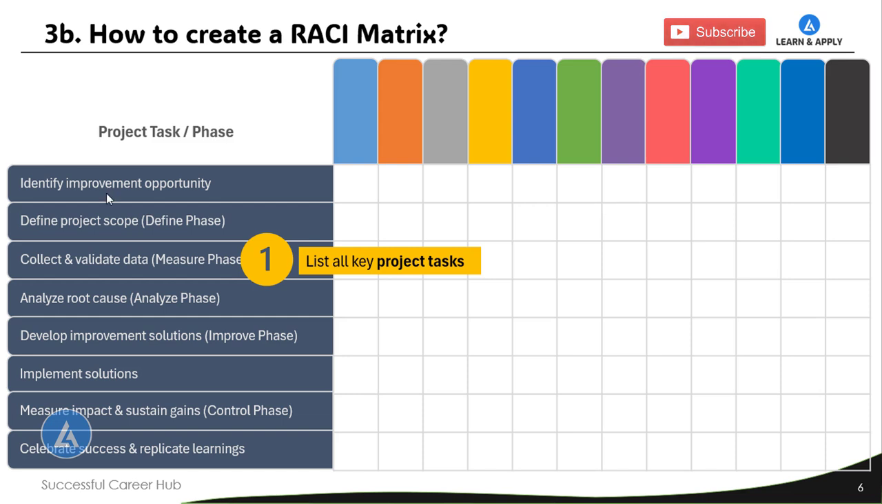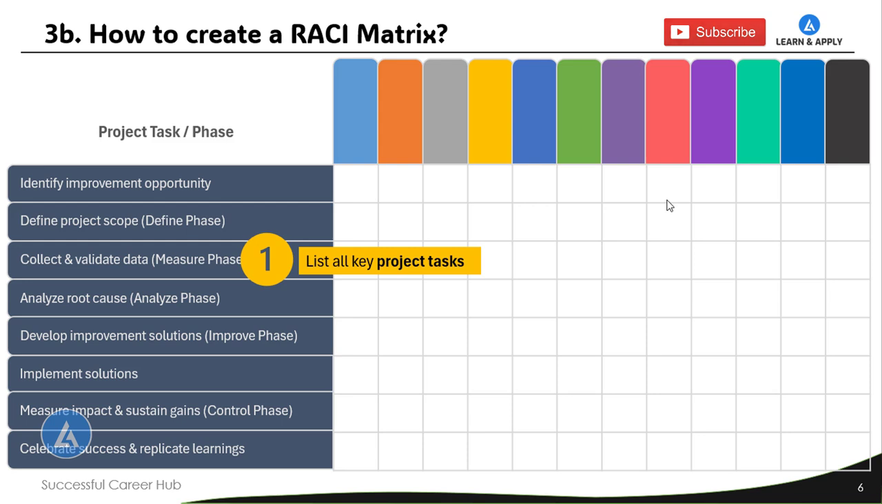For example, we can list down the project tasks or phases like identify improvement opportunities, define project scope in define phase, collect and validate data from the measure phase, analyze root cause as a part of analyze phase, develop improvement solutions as a part of improve phase, implement solutions, measure impact and sustain gains as a part of control phase, and at the last, celebrate success and replicate learnings.